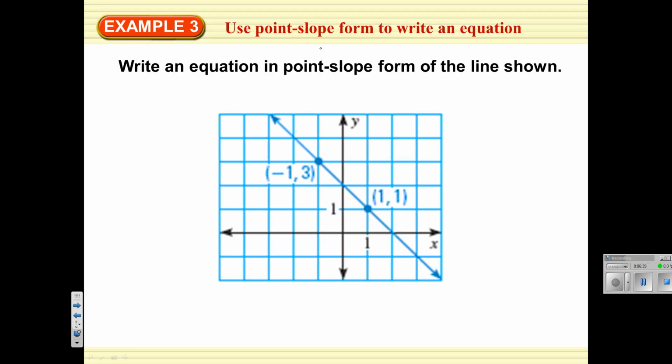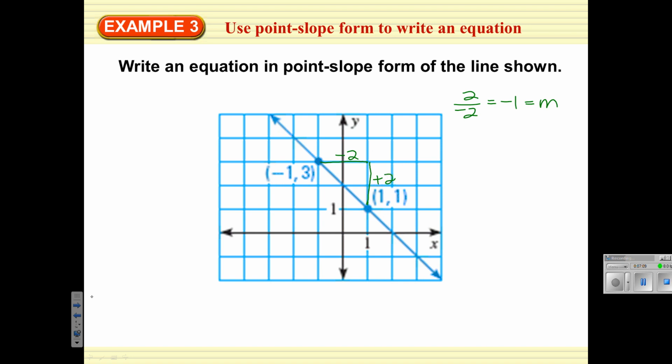Okay. All right, use point-slope form to write an equation. Write an equation in point-slope form of this line. So the first thing to do, let's find our slope. So we go up 2, so our slope is plus 2 this way, and negative 2 this way. So it's positive 2 over negative 2, which is the same as negative 1. So there's my m. Okay.